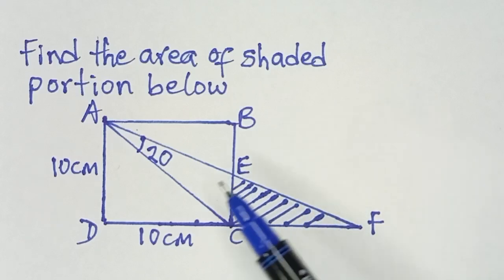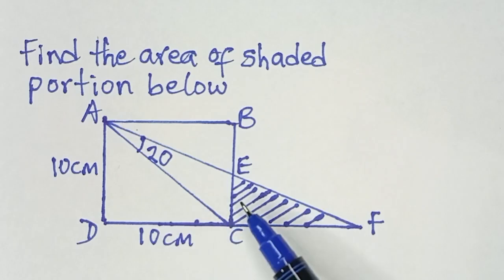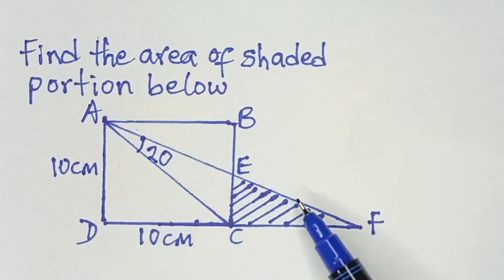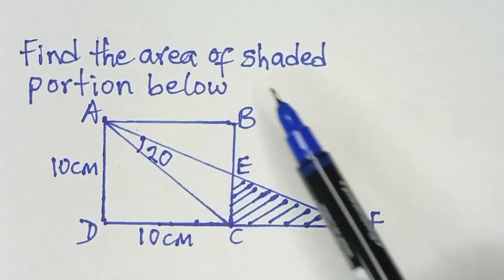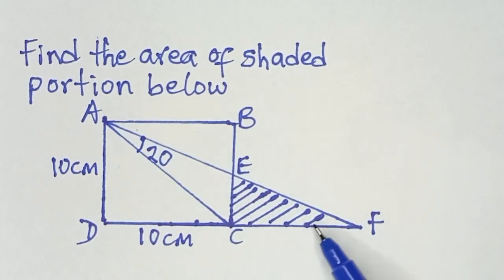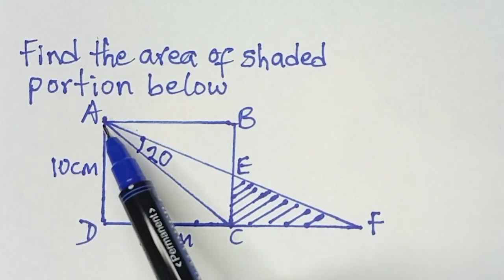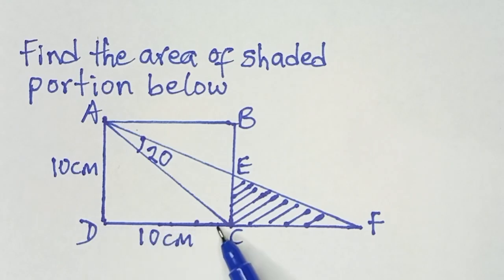Now, the question I have here under area of shape and also including trigonometry is asking us to find the area of the shaded portion. That is the area of this portion. Now, don't forget that this shape is a square because we have these two adjacent sides equal.